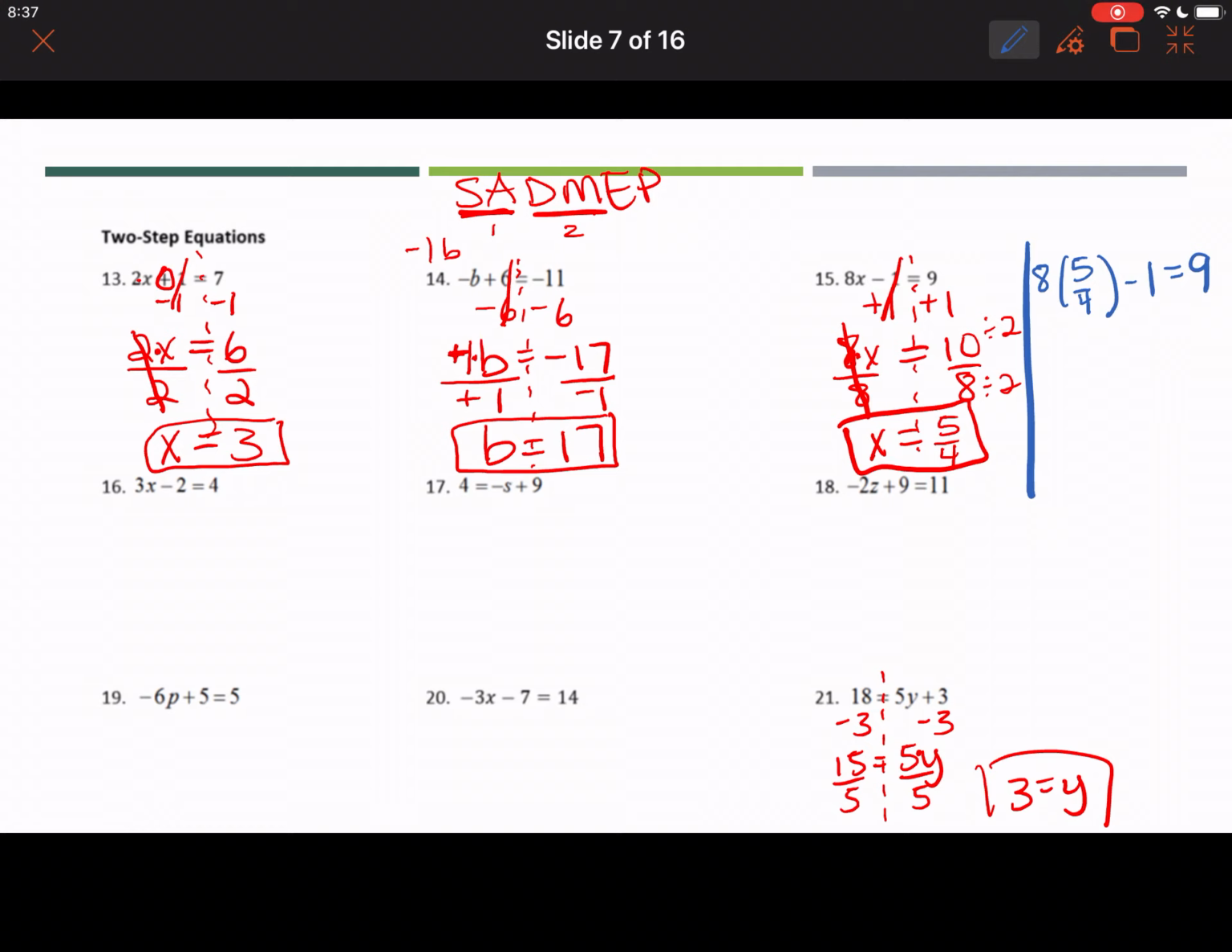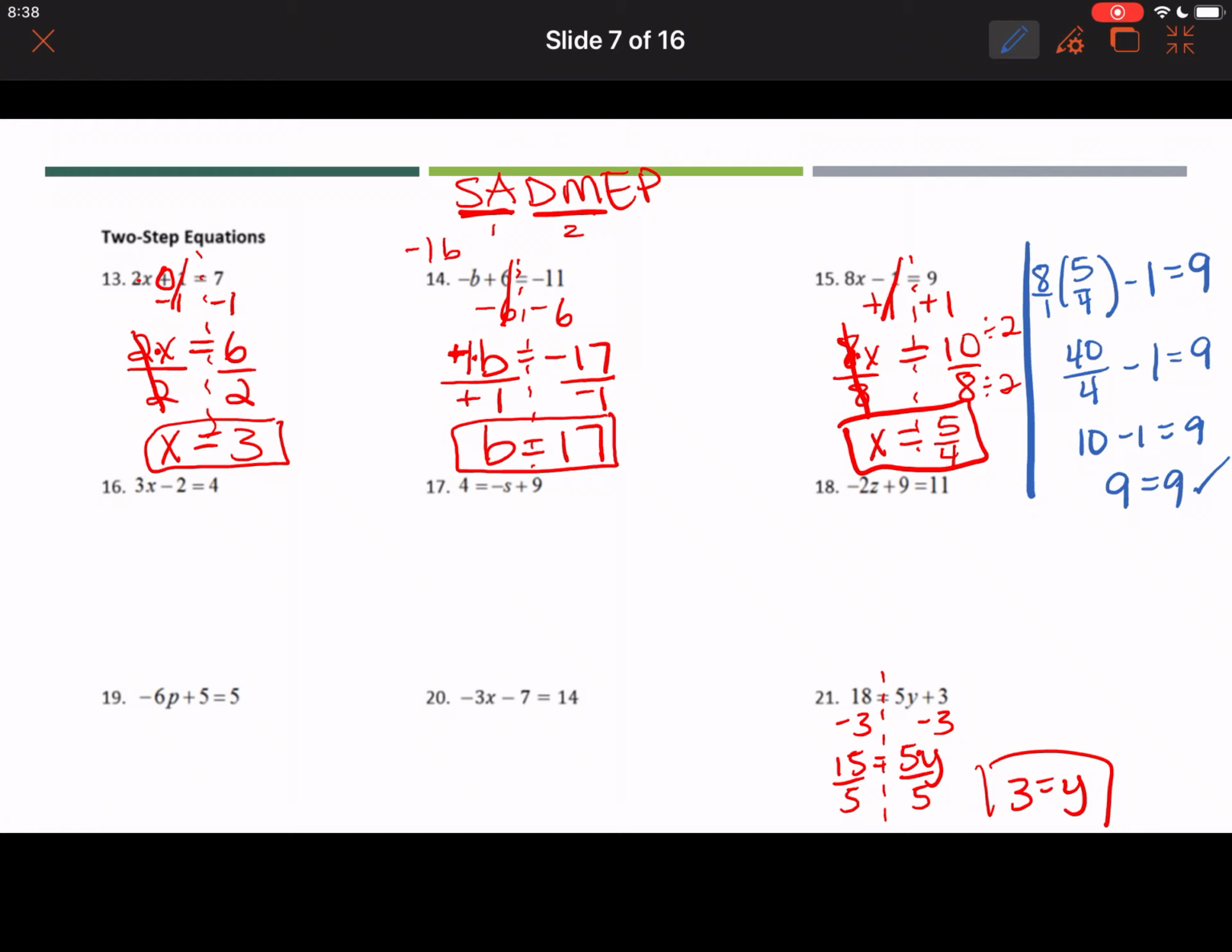So 8 times 5 over 4, well, this is 8 over 1. When I multiply two fractions, I do 8 times 5, which is 40. 1 times 4, which is 4, right? I'm just rewriting the rest of the equation. 40 over 4 is 10. And 10 minus 1 is 9. And I know that 9 is equal to 9.